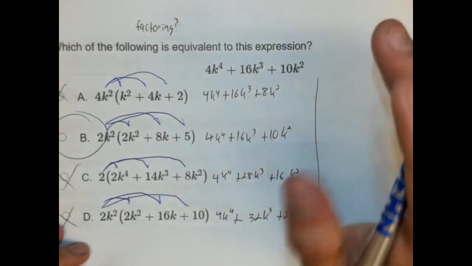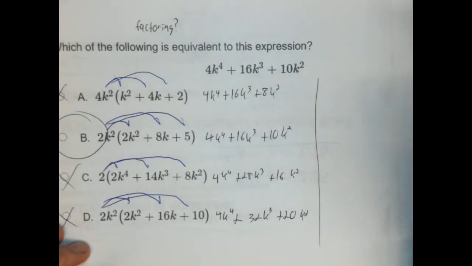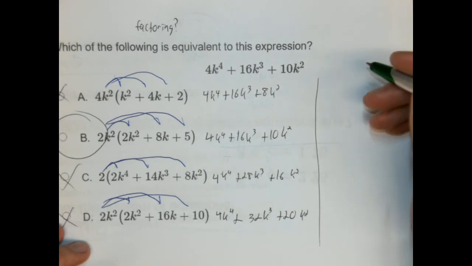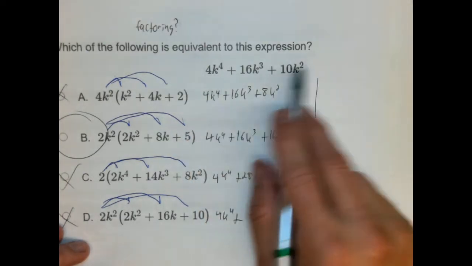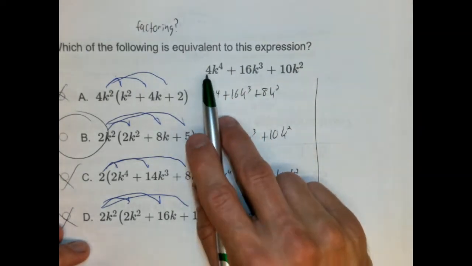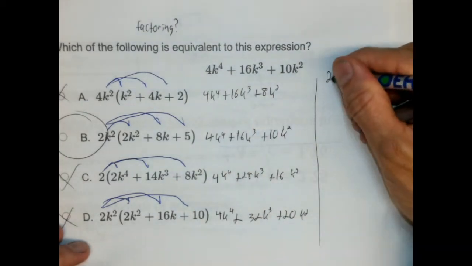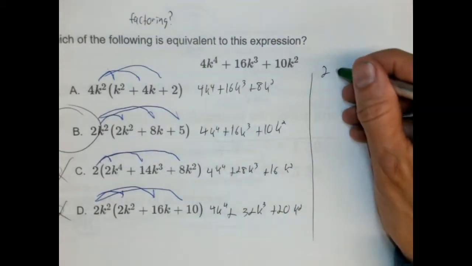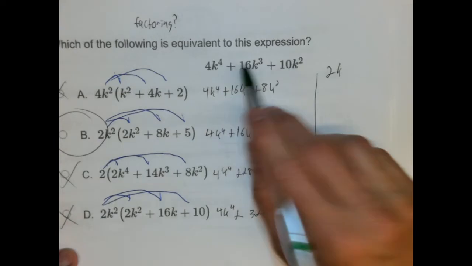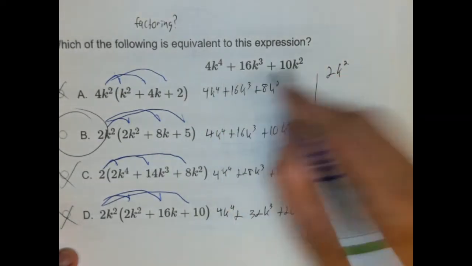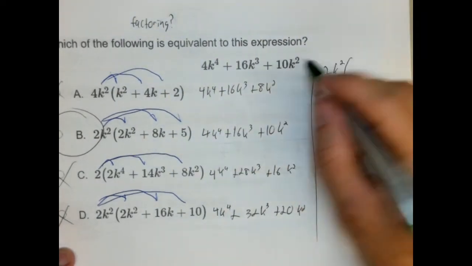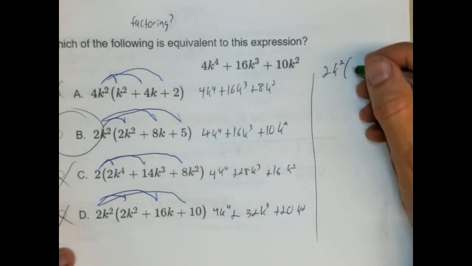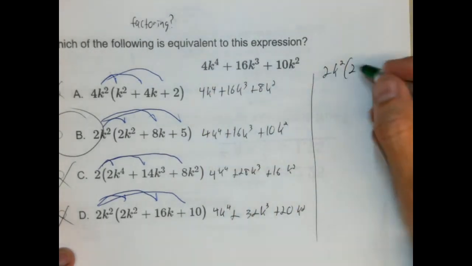Now, let's say you wanted to factor it. You just have to look at what number divides all these, right? What's the largest number that divides 4, 16, and 10? Well, it's 2. And we know they all have a k in common. What's the lowest exponent? It's 2. And then you just divide all these by that. So 4 divided by 2 is 2, and k to the fourth divided by k to the second is k to the second.